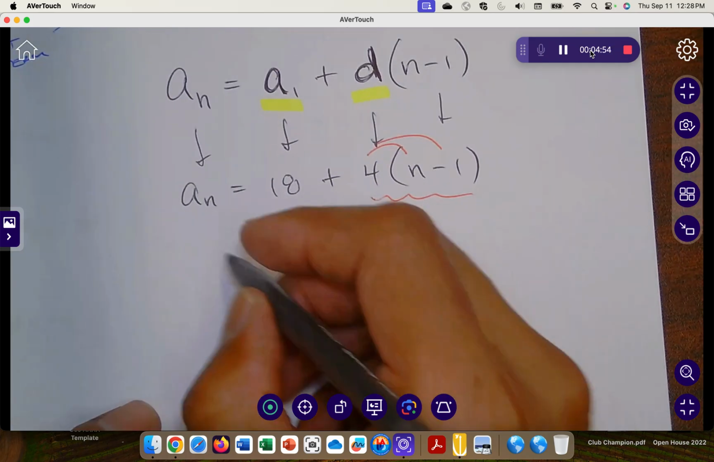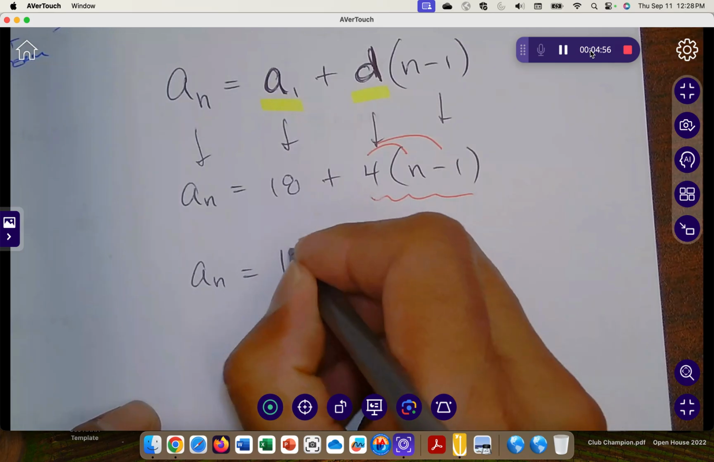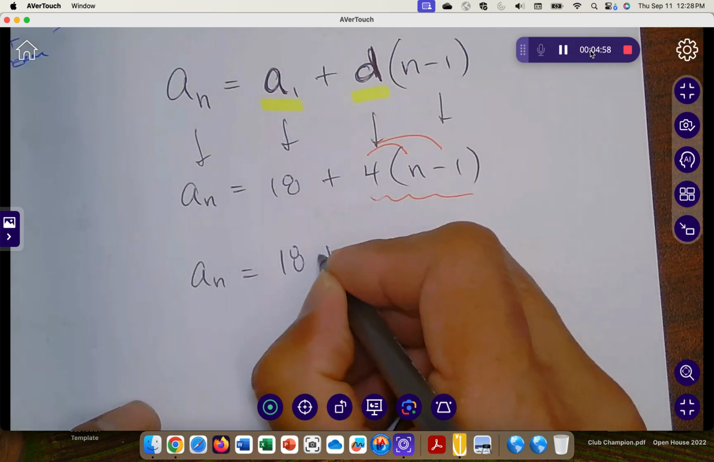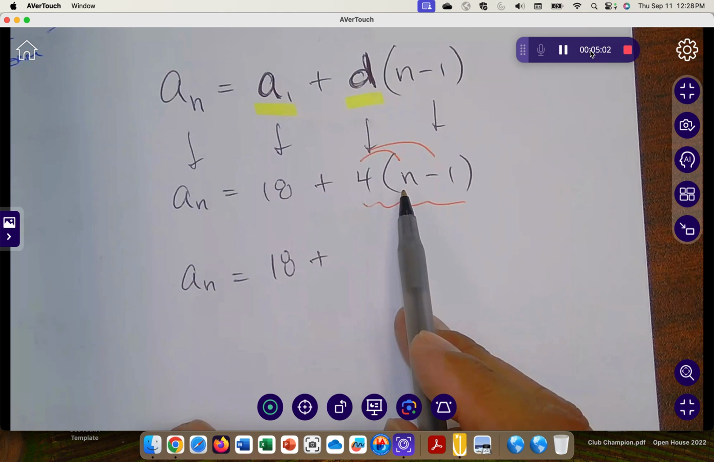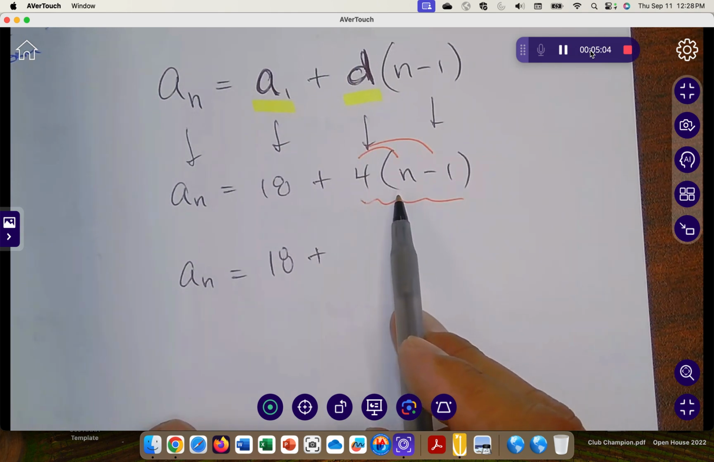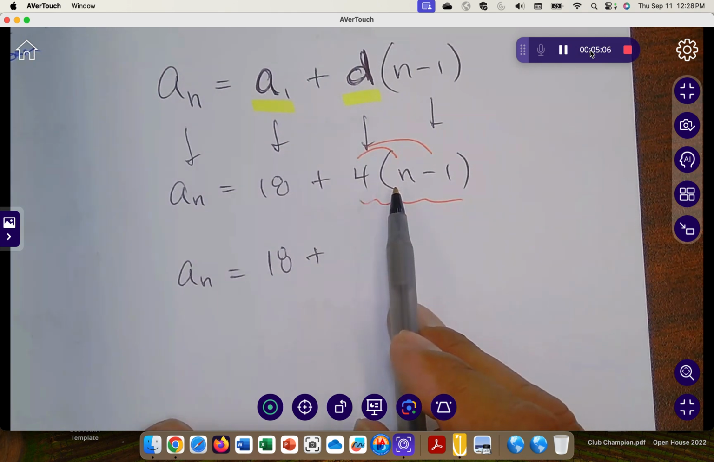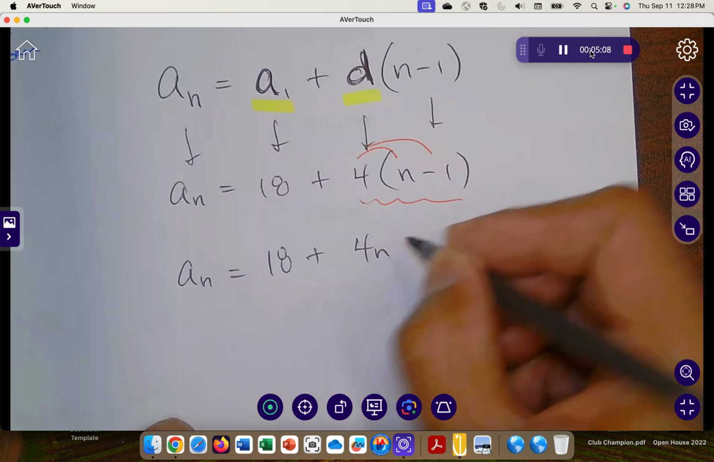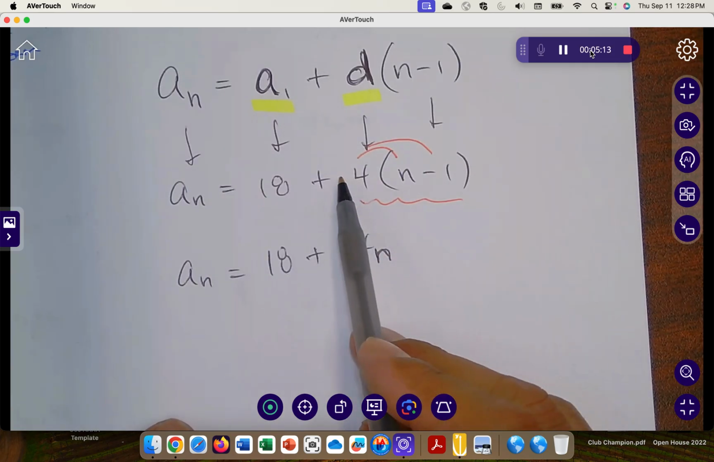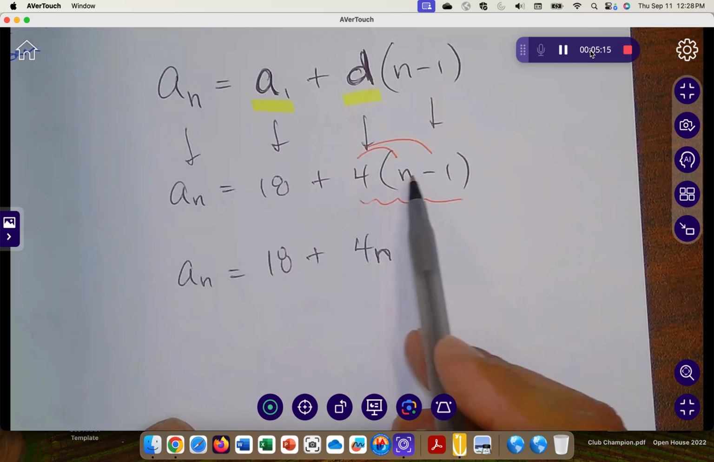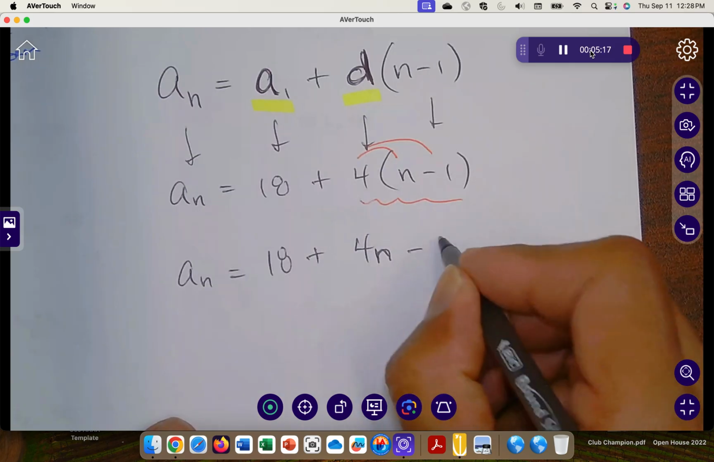Okay, so it's going to be A sub n is equal to 18 plus... What happens when you multiply this? And this is where people mess up. Be careful right here. 4 times n is 4n. Some people forget to write the n or the variable. And then here, you got to watch the signs. Positive 4 times negative 1 is negative 4.